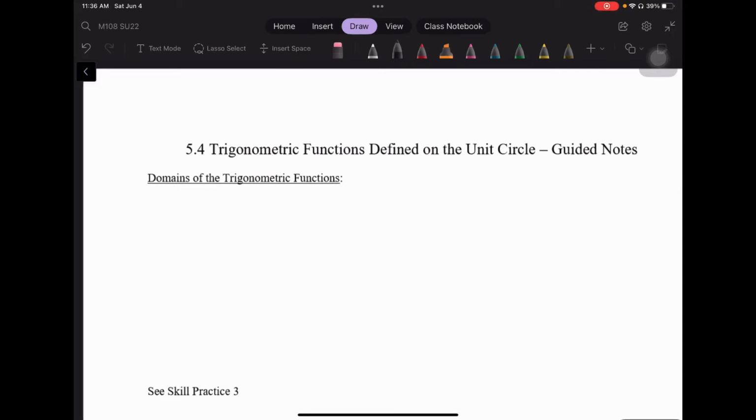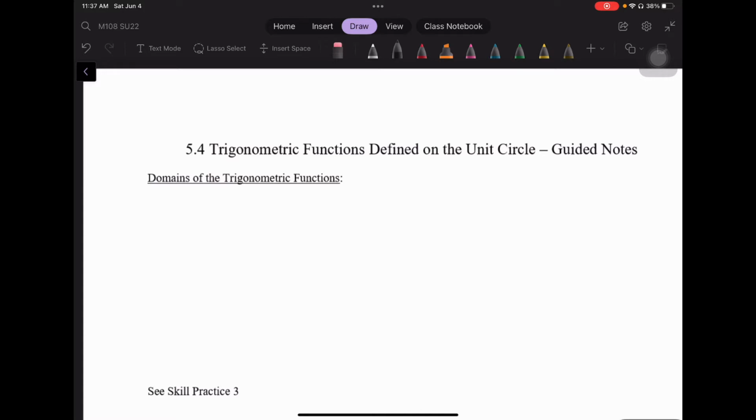When you're dealing with these functions defined on the unit circle, you need to consider domain values. What works and what doesn't. Remember, we define that on the x-axis and on the y-axis. There are some functions that are undefined whenever you're dividing by 0. So recall the functions that we have.